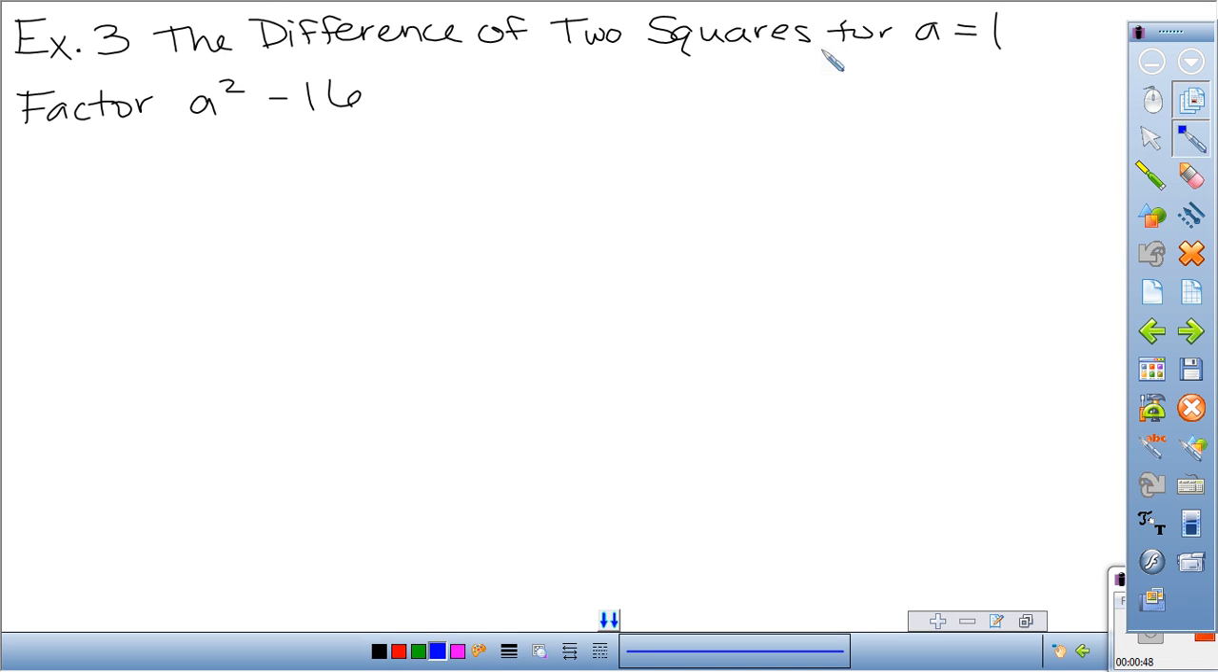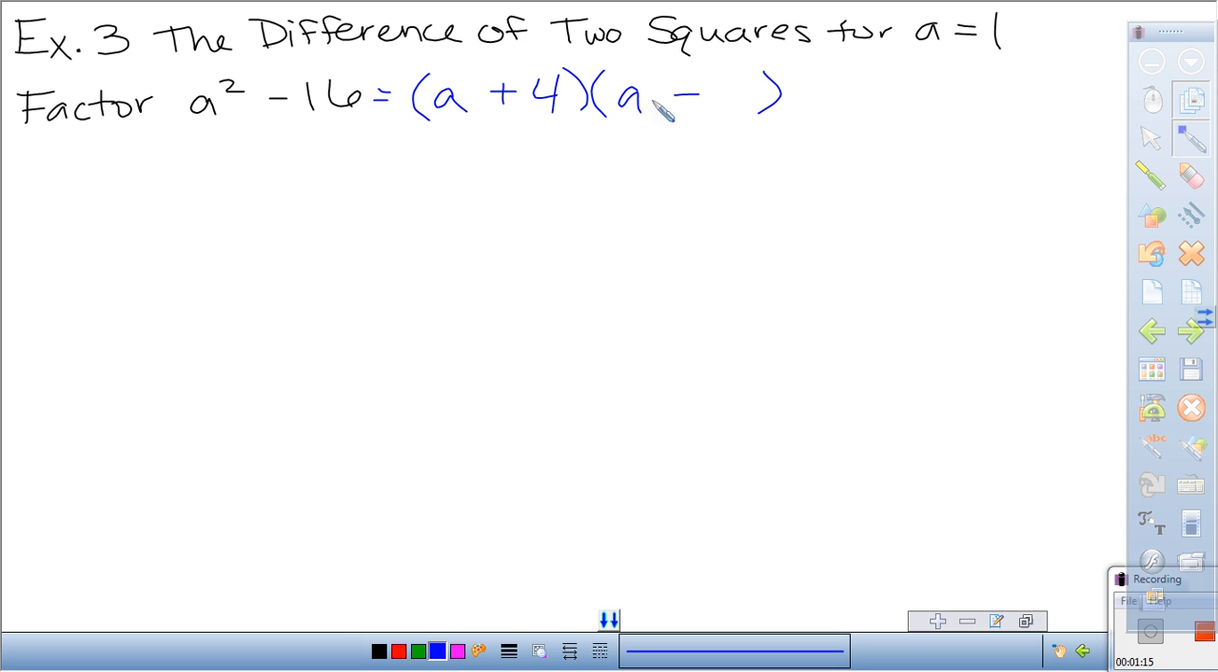We're factoring the difference of two squares for when a is equal to 1. So we're going to factor a squared minus 16. Well, immediately I see this is definitely a difference of two squares problem because it's a binomial where the first and last terms are both perfect squares. So if I factor it, I'm going to end up with two binomials, one plus, one minus, where I just take the square root of the first term and the square root of the last term.